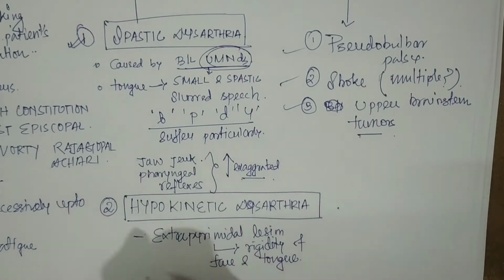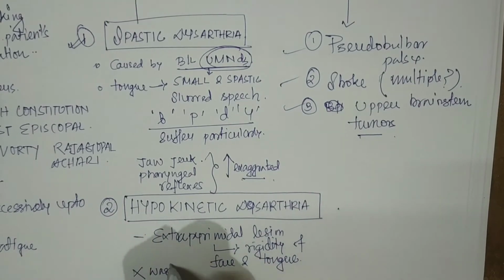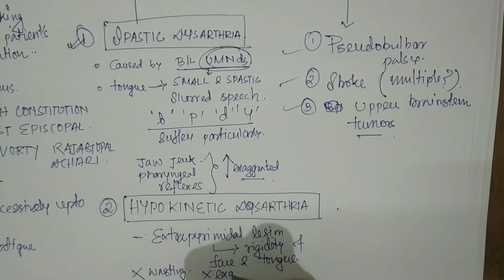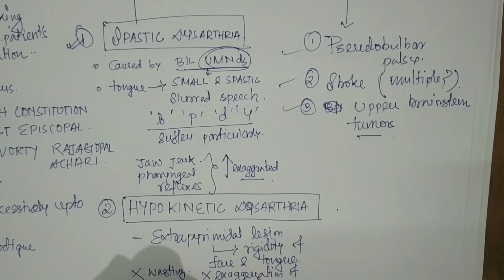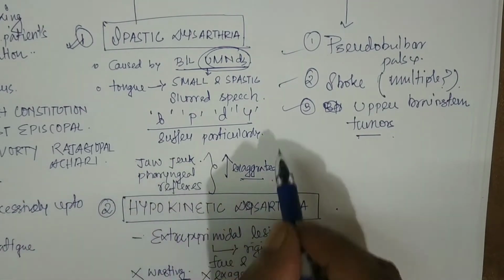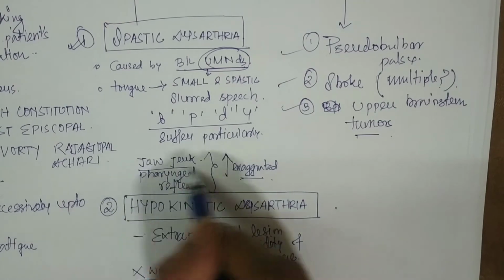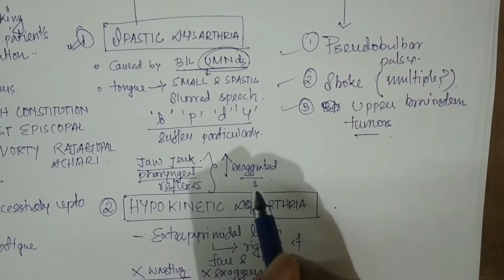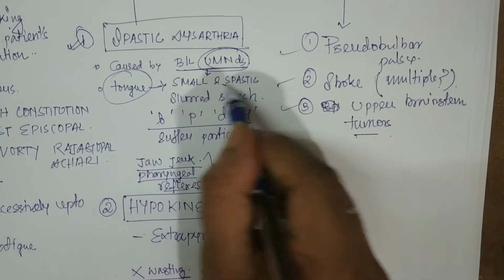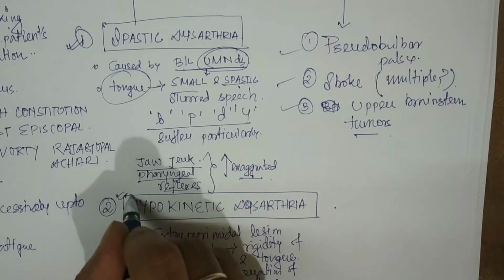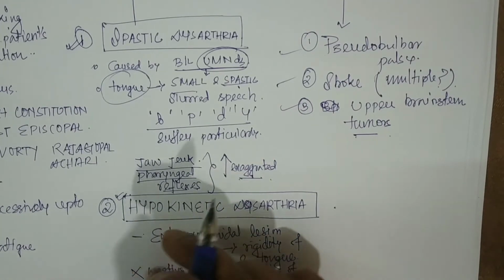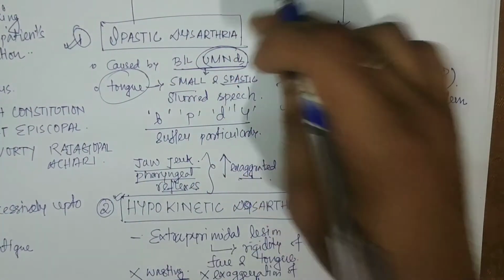Okay, there will be no wasting, there will be no exaggeration of reflexes in this case. Alright, no wasting, no exaggeration of reflexes. Like in this case, jaw jerk and pharyngeal muscles were exaggerated, and the tongue was spastic and wasted, small. This will not be there in hypokinetic dysarthria. This is a feature which differentiates it from spastic dysarthria.